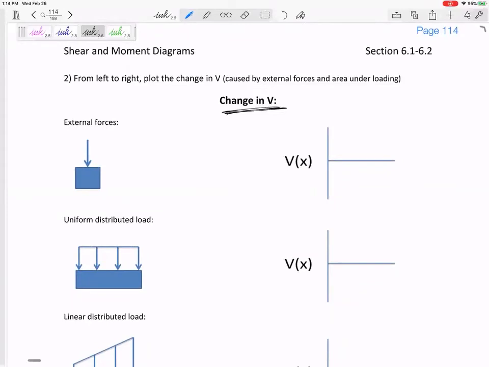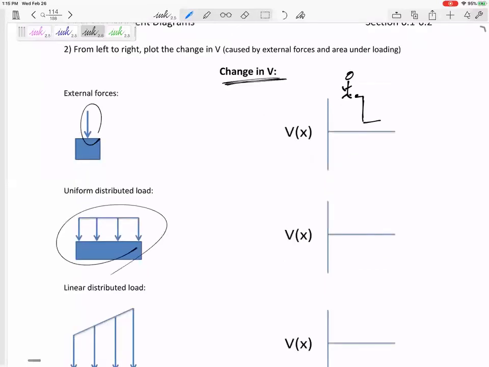Okay. So let's look at this. We're trying to draw our shear diagram. So I just want us to look and see, okay, when I see a force, what does that do to my shear diagram? When I see a uniform distributed load, what does that look like for shear? When I see a linear distributed load, what does that look like? A concentrated external force just immediately drops at whatever value that force is. I like to think of it as if I'm walking along, and then that force pushes me down by that magnitude.